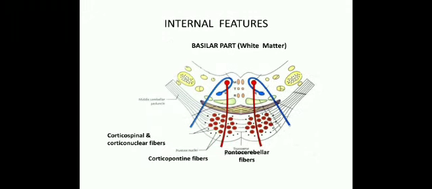The white matter in the basilar part consists of longitudinal and transverse fibers. The longitudinal fibers include the corticospinal and the corticonuclear tracts, that is the pyramidal tracts, and the corticopontine fibers ending in the pontine nuclei. The transverse fibers or the pontocerebellar fibers begin from the pontine nuclei and go to the opposite half of the cerebellum through the middle cerebellar peduncle.